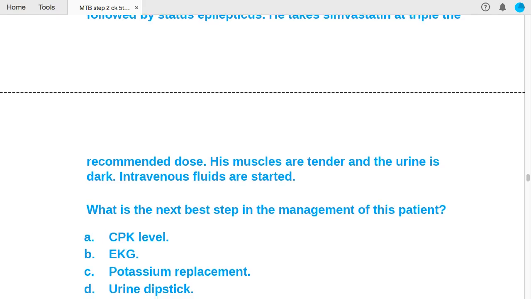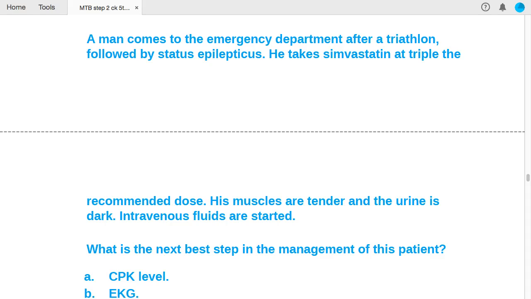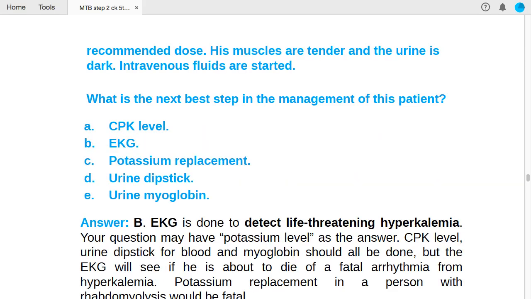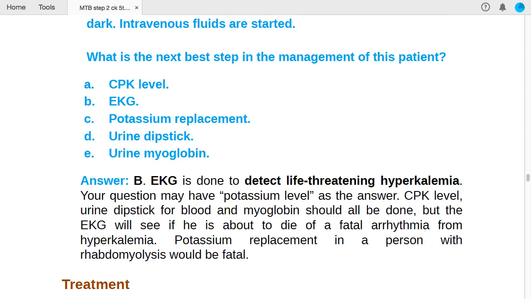Here, your patient is in the emergency department after status epilepticus, so you are going to do an ECG. Why? Because the EKG is done to detect life-threatening hyperkalemia. If you go for the ECG, you will rule out hyperkalemia, and your question may have potassium level as the answer. CPK level, urine dipstick for blood and myoglobin should all be done, but they are not time dependent. The EKG will show if he is about to die of a fatal arrhythmia.